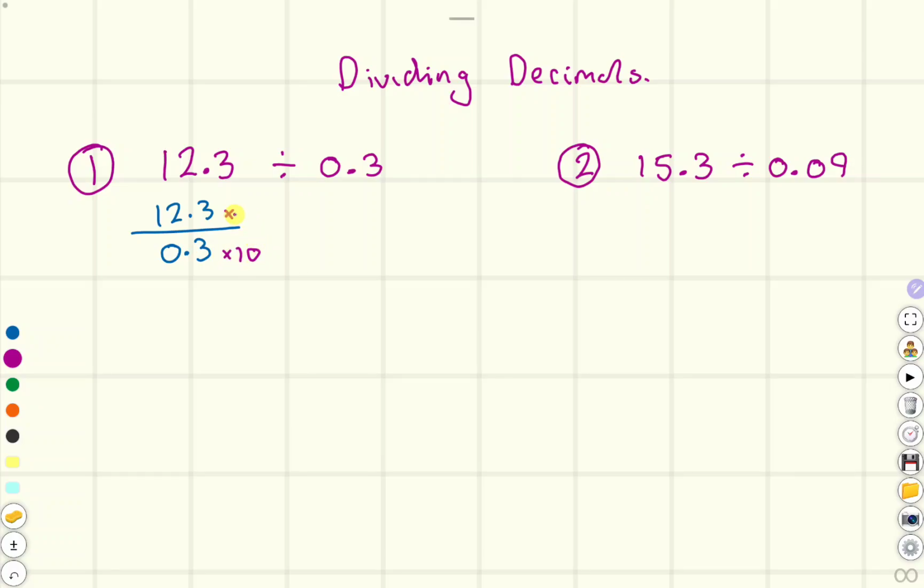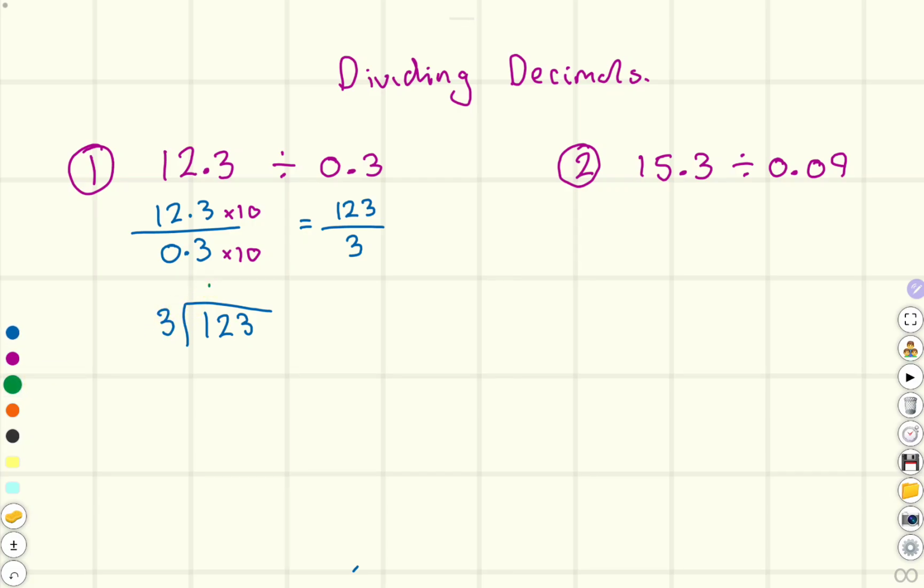Now, because of equivalent fractions, I want to keep these the same. I'm going to multiply the top and the bottom by 10. So I've got 123 now, divided by 3. And now the bus stop method will work. Again, if you need practice on the bus stop method, watch one of the other videos on my website to do with dividing in the 4 operations.